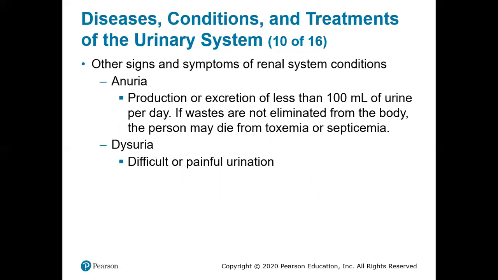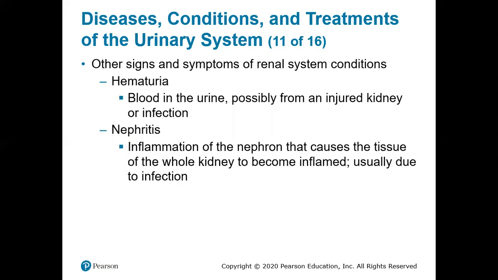Anuria, and I'm on page 530. This is the production or excretion of less than 100 milliliters of urine per day. If wastes are not eliminated from the body, the person may die from toxemia or septicemia. Dysuria is difficult or painful urination. Hematuria is blood in the urine, possibly from an injured kidney or infection.